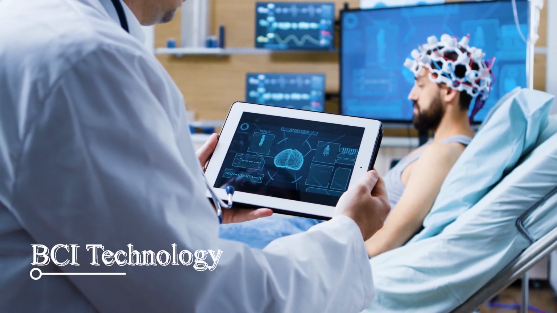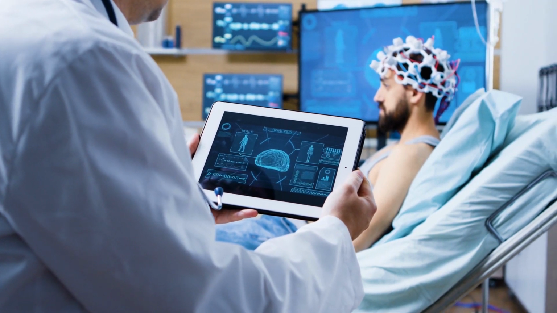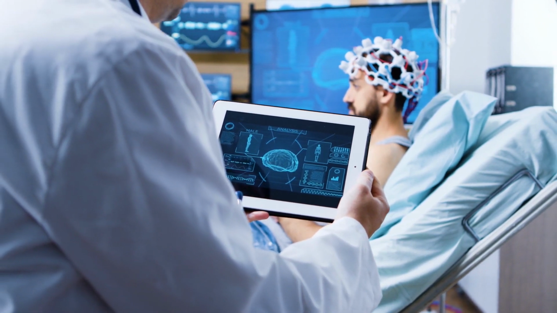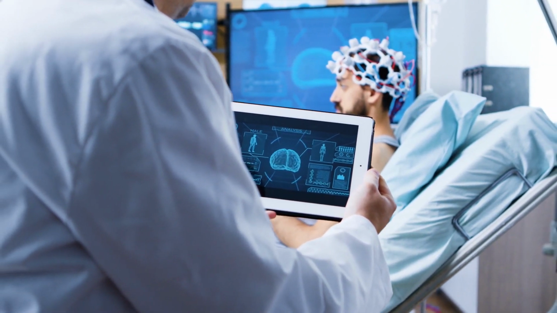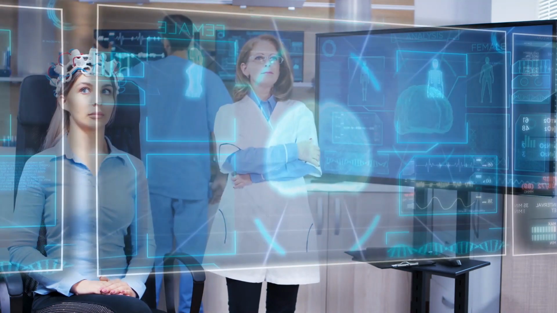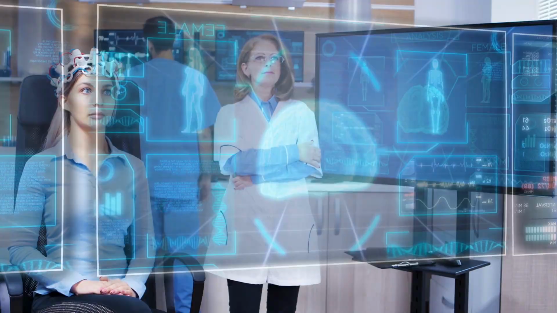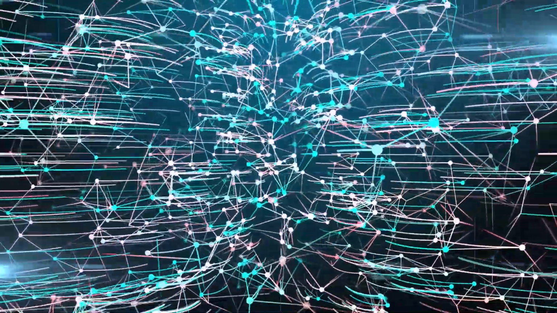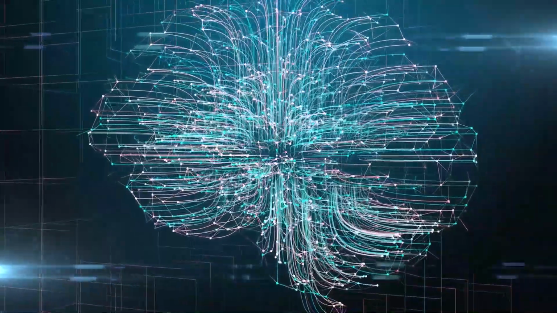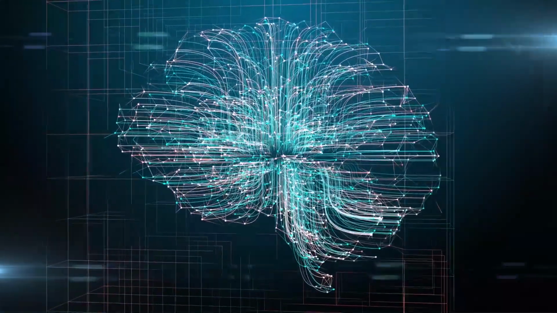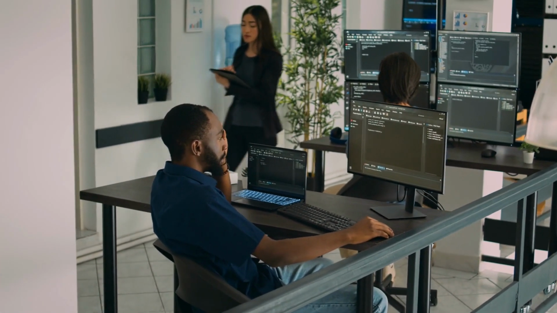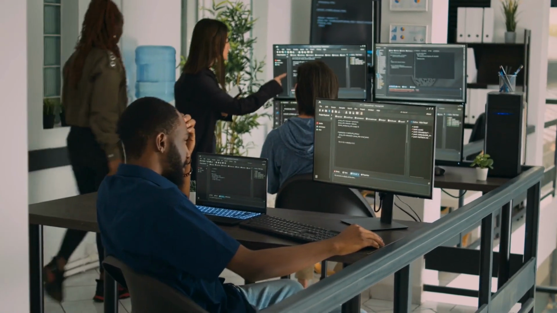BCI technology, brain-computer interface technology, will have advanced significantly, enabling seamless interactions between the human brain and digital devices. People may use BCI implants or wearable devices to control various technologies with their thoughts. This could enhance accessibility for individuals with disabilities and open up new possibilities for communication, entertainment, and work. Education and skill acquisition might also be accelerated with direct brain-to-computer learning interfaces.